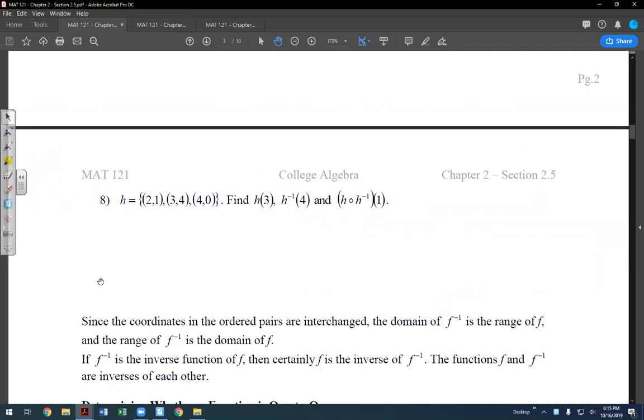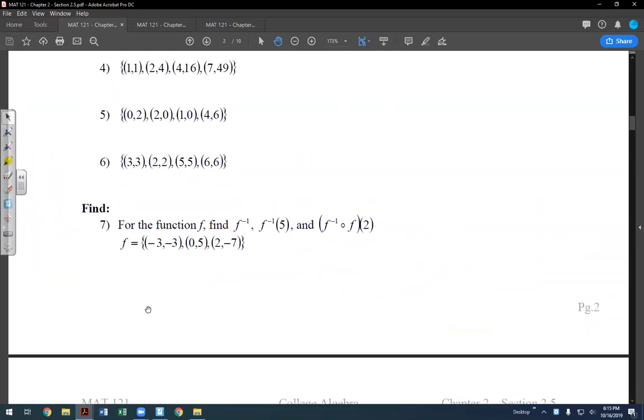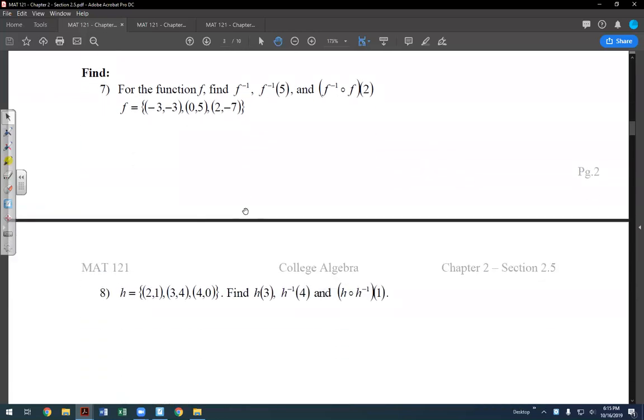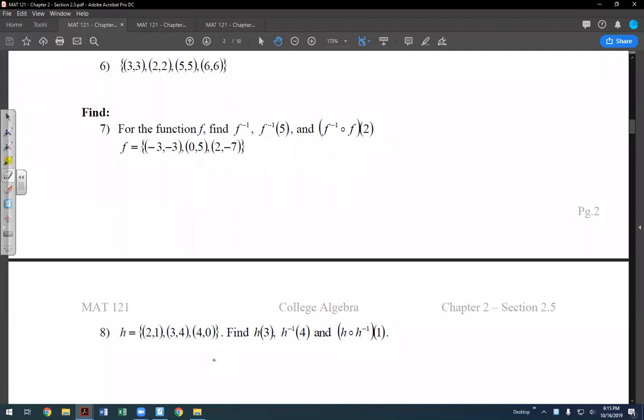Right here, when we did the composition, you saw that we ended up getting an identity pair, so we should have gotten 1, 1 for this guy. When we did the composition here, we got 2, 2 as our resulting ordered pair. So we always get an identity whenever we take the inverse and the function itself and do a composition between them.